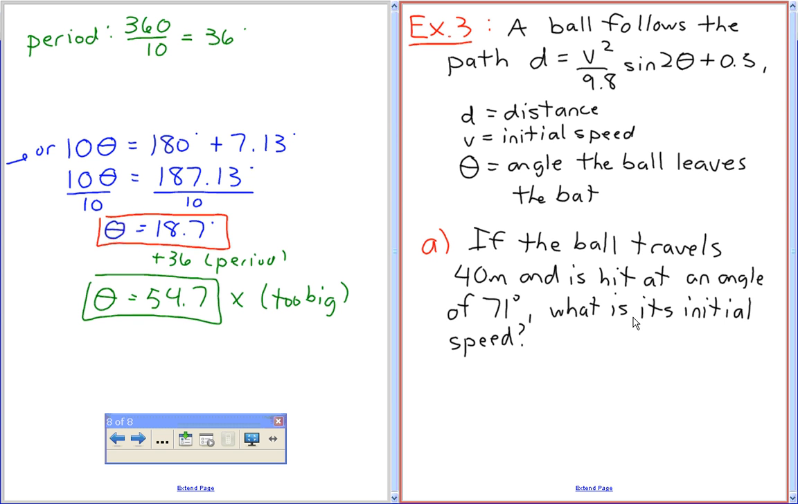You don't have to make it up. Nothing like that. Okay. So again, it says if the ball travels 40 meters and is hit at an angle of 71, what is its initial speed? The trick of this is putting the letters, the variables, into the right places here.